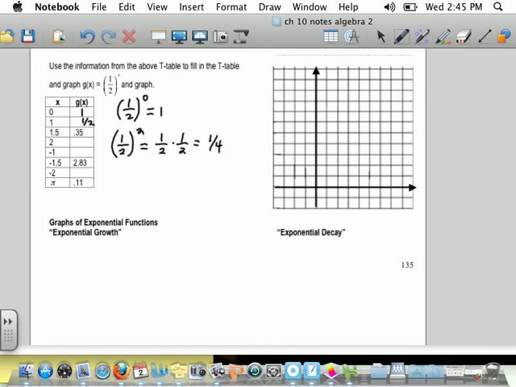So graph all of those. So I have (0, 1), (1, 1/2), (1.5, 0.35), (2, 1/4), so even smaller. Then I have (-1, 2), (-1.5, 2.83), (-2, 4), and then pi is really, really tiny. It's 0.1. Okay, so this graph goes along here.